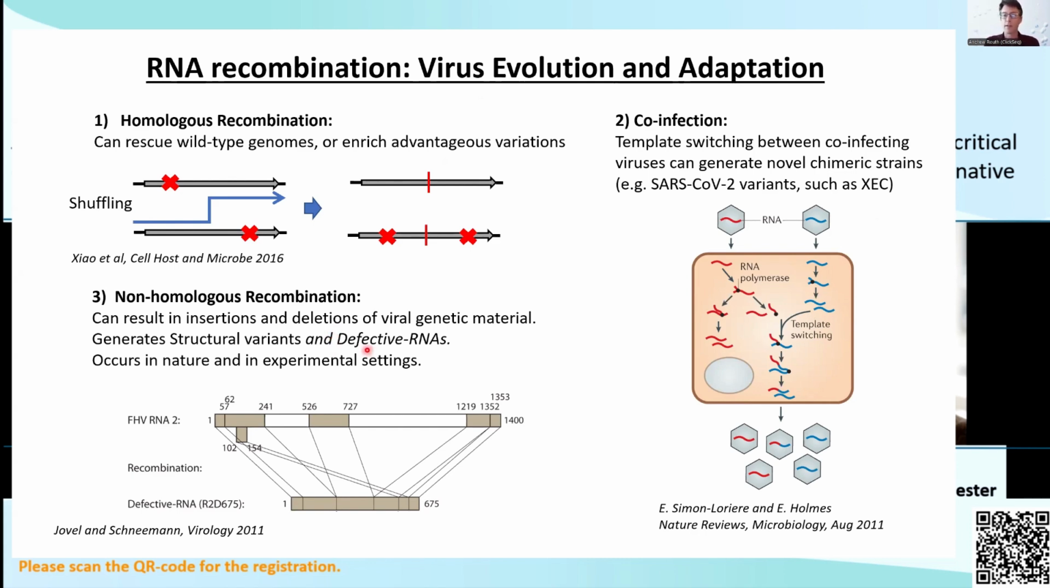They can also occur in experimental settings. If you're passaging a virus in the lab, you can have a lot of these defective RNAs building up during the passaging of the virus, and they evolve over time.